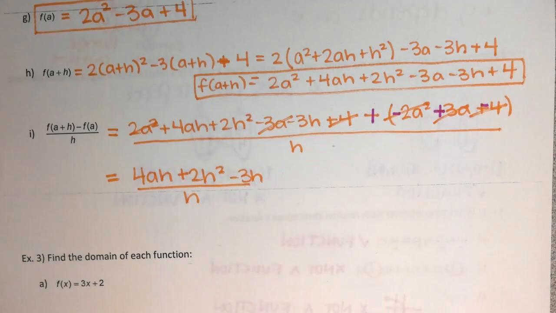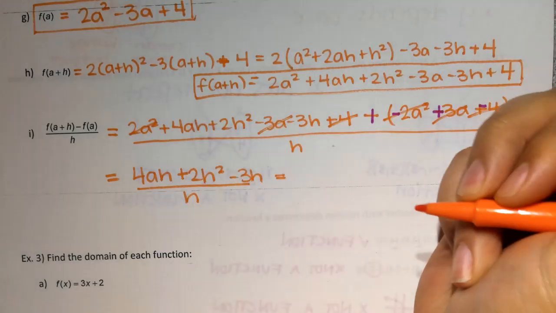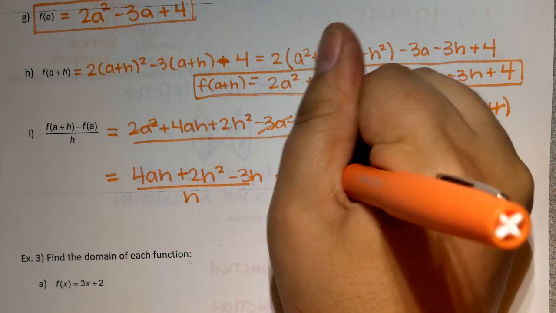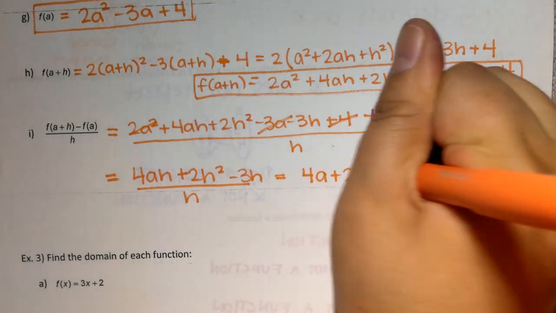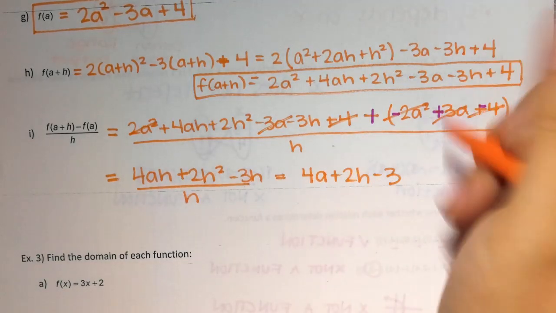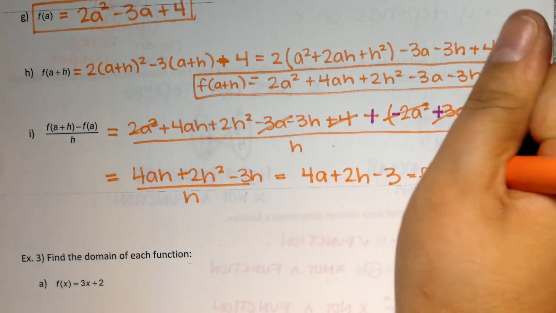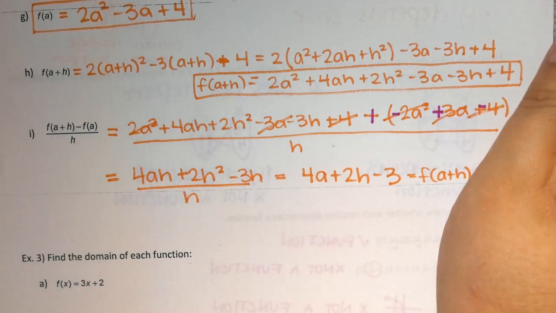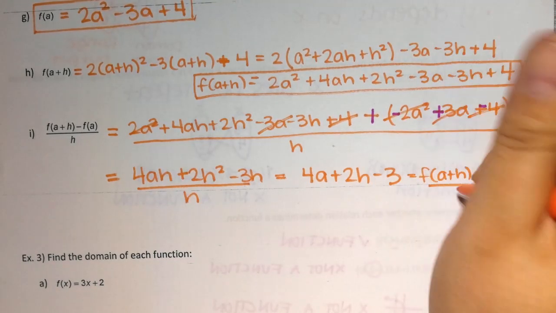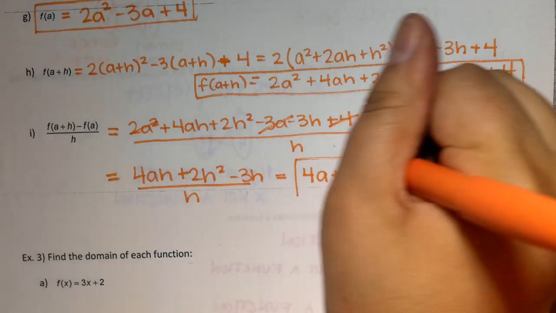What can I do here? Take out the h's for all of them, and what am I left with? And this is my answer. All of that for this answer.